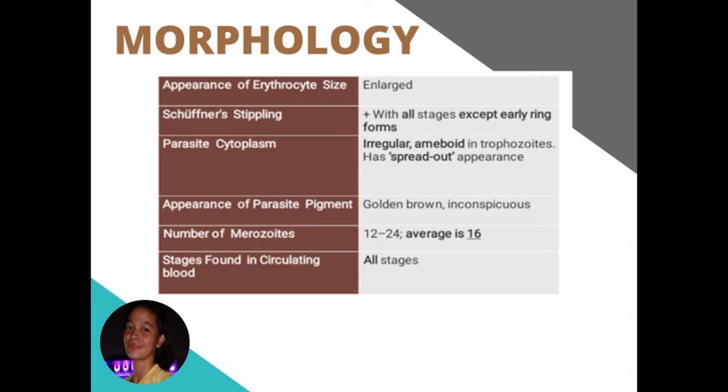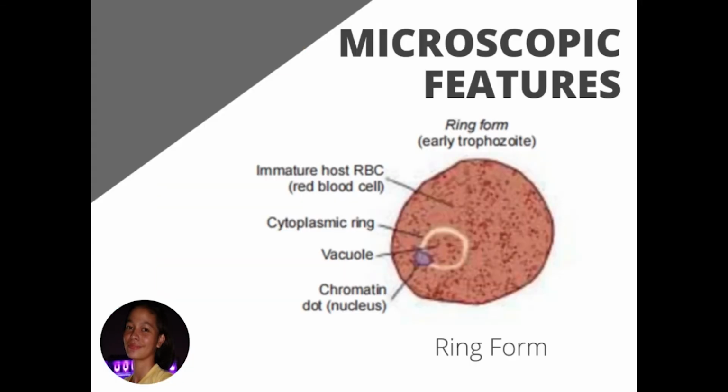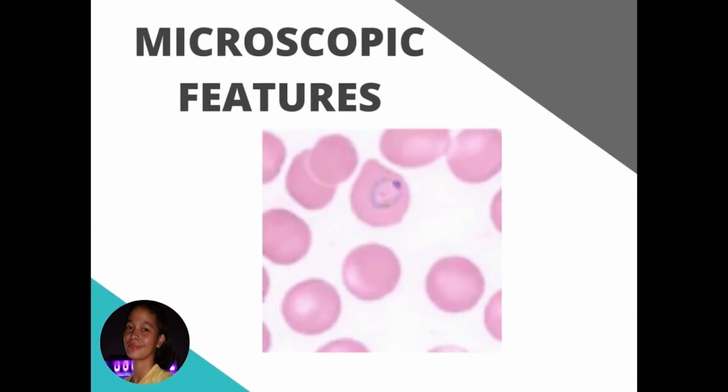The parasite pigment is golden brown, yet inconspicuous or not clearly visible. There are approximately 12 to 24, with an average of 16, merozoites that infect red blood cells, and all of its morphological stages are found in the blood. Here's the illustration of its signet ring form with the major characteristic component of a heavy red chromatin dot and blue cytoplasmic rings, as shown in the next slide.